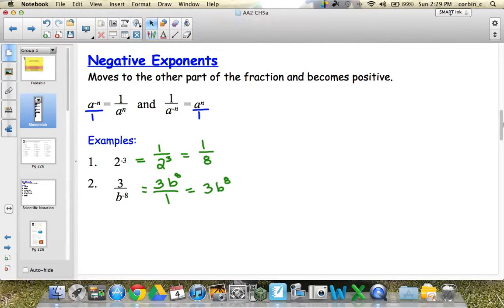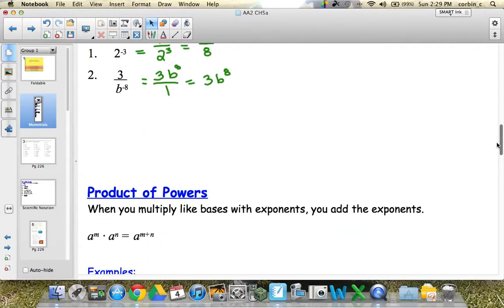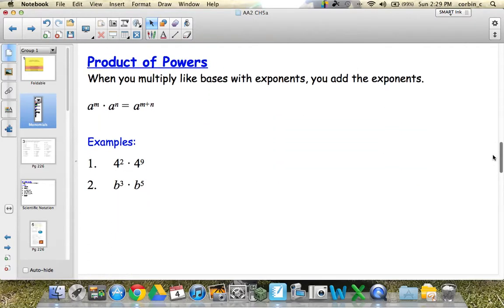My next properties are how you use a product of powers. So on this example, I have a to the m times a to the n. Both of these bases are the same, and that's a key part. We can only talk about these rules when our bases are the same. So when you multiply like bases that have exponents, you end up adding the exponents.